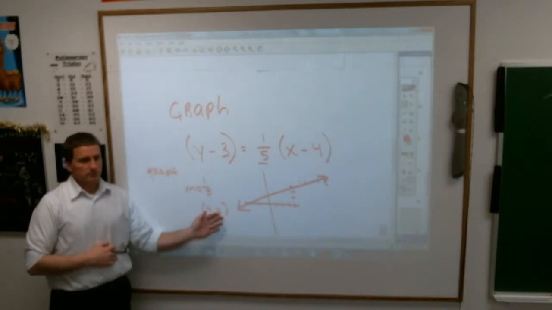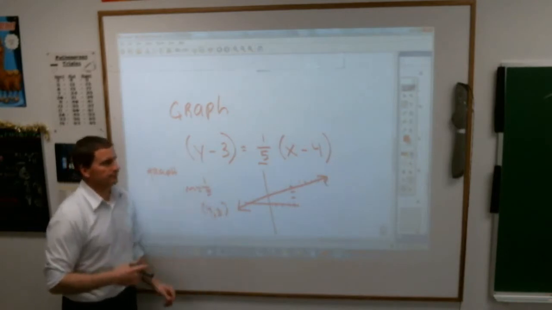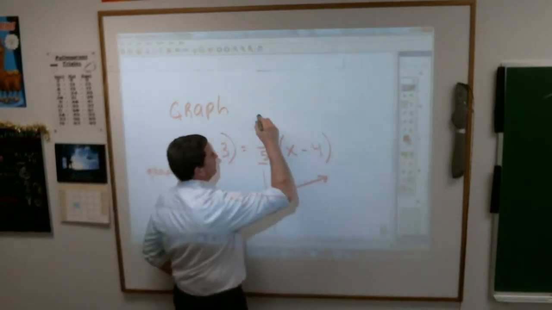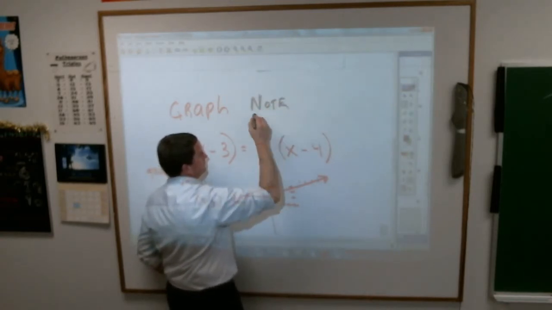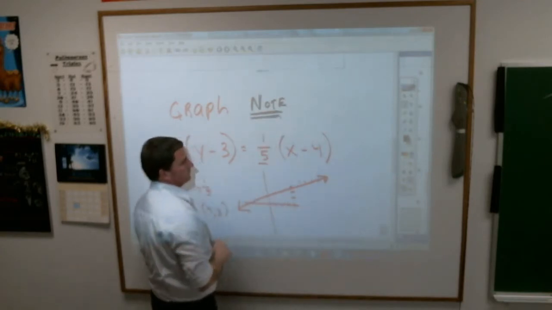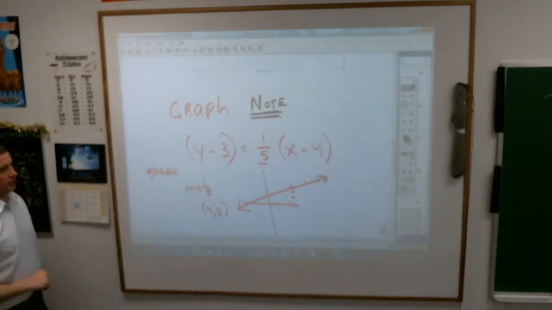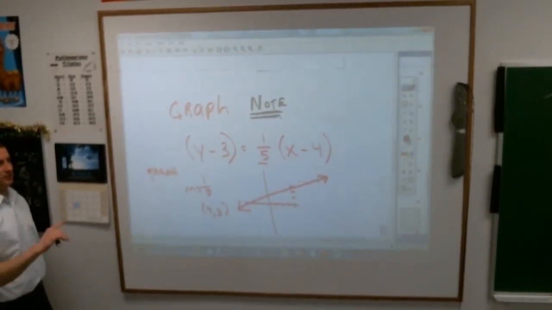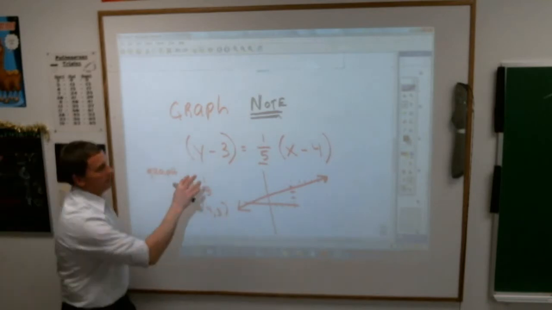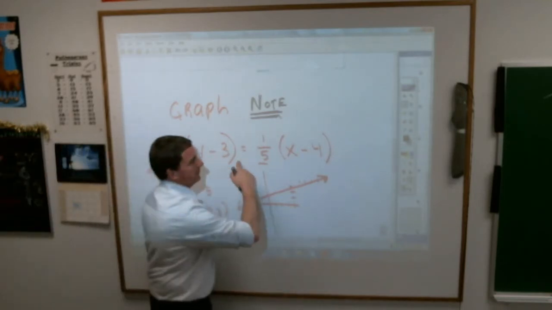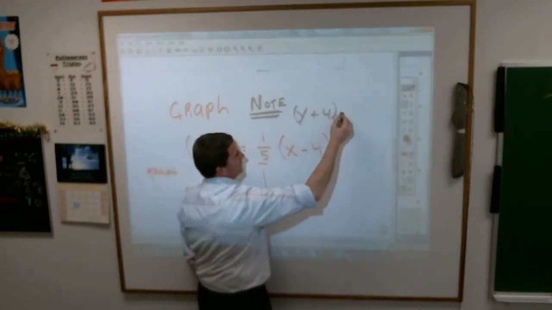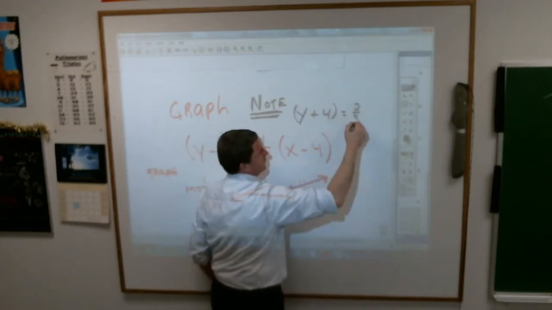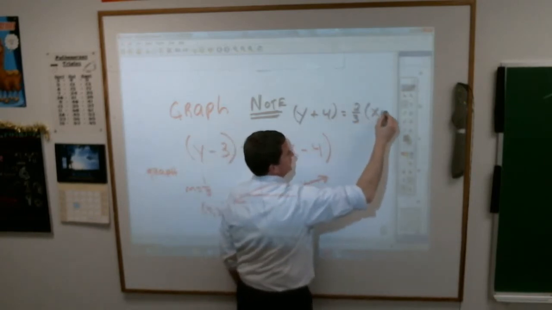This is probably one of the easiest lessons you have, as long as you don't mess up the x and the y. There are certain things in math you must be careful with. Here's the one that you need to be careful with on point slope. Let me give you another equation. y plus 4 equals, I don't know, 2/3 x plus 2.